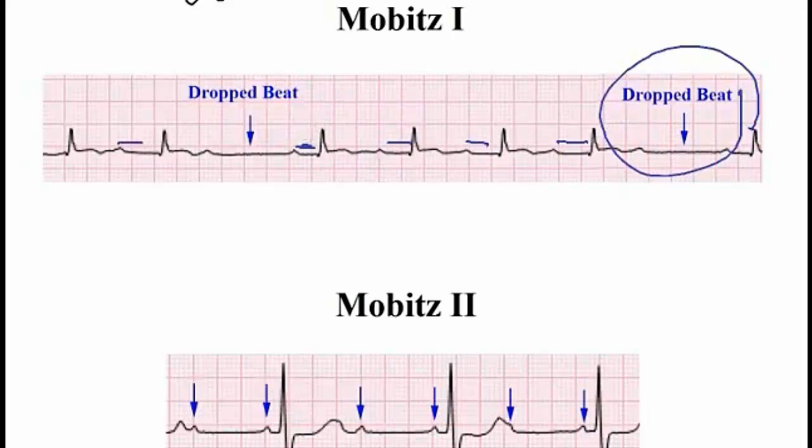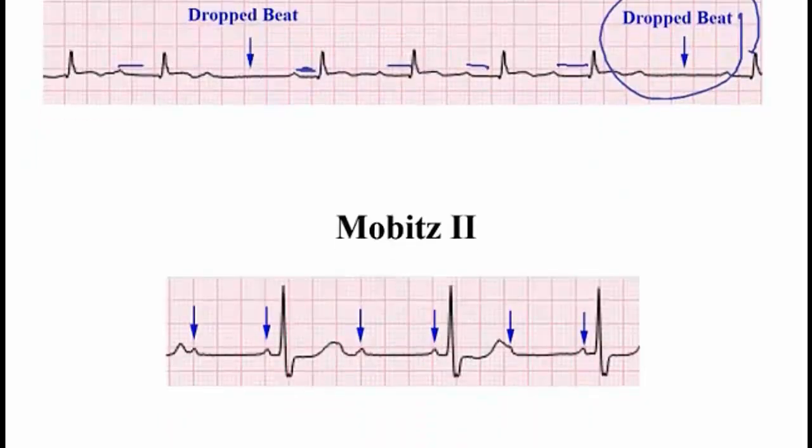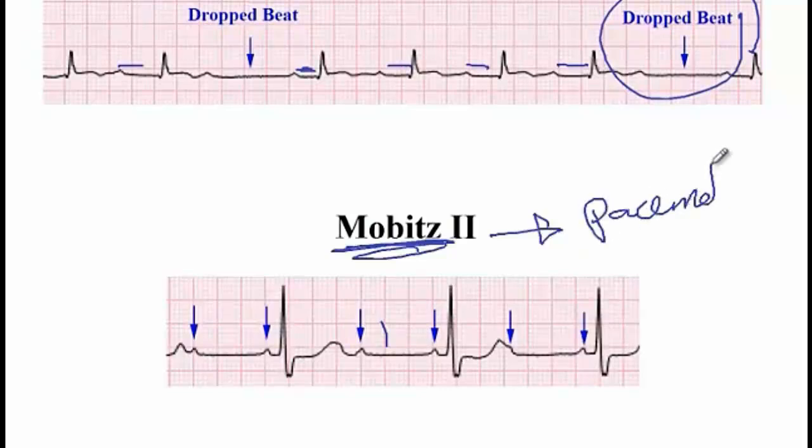With Mobitz 2, on the other hand, the PR interval does not change, but there are occasional dropped beats. Here you can see that we have 2 P waves before we have a QRS, then another 2 P waves before we have a QRS, another 2 P waves before we have a QRS. And in patients with Mobitz 2, you will have to treat them with a pacemaker.